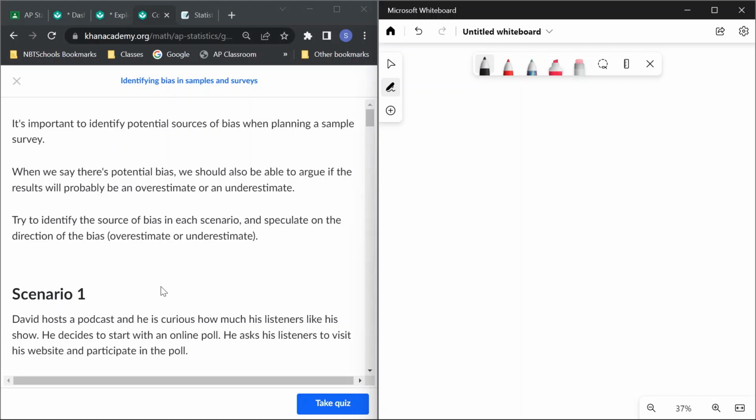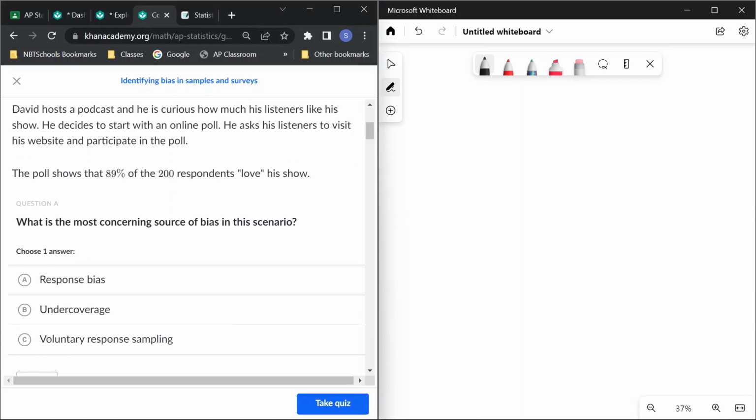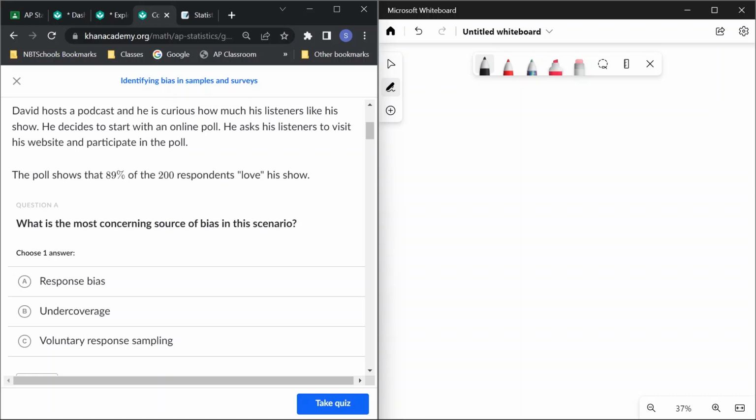So try to identify the source of the bias in each scenario and speculate on the direction of the bias. Okay. Scenario 1. David hosts a podcast and he is curious how much his listeners like his show. He decides to start with an online poll. He asks his listeners to visit his website and participate in the poll. The poll shows that 89% of the 200 respondents love his show.